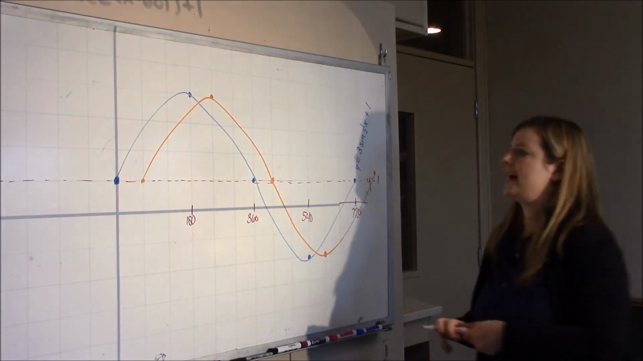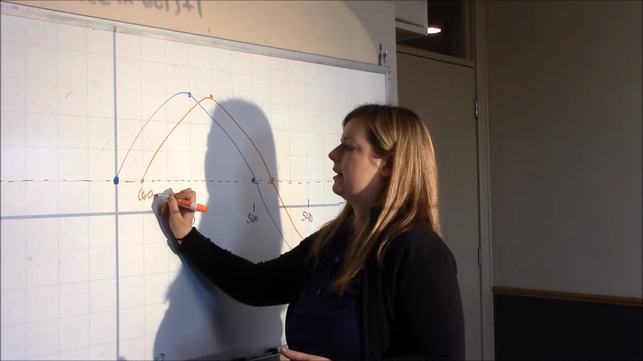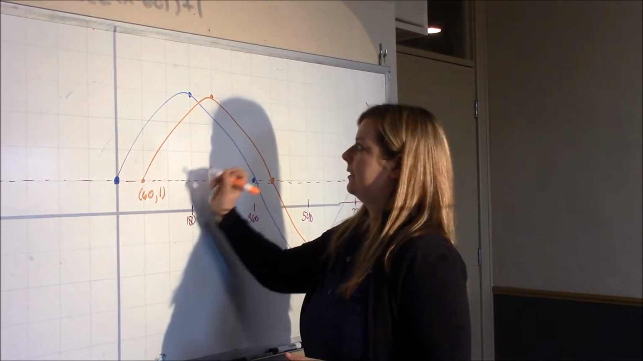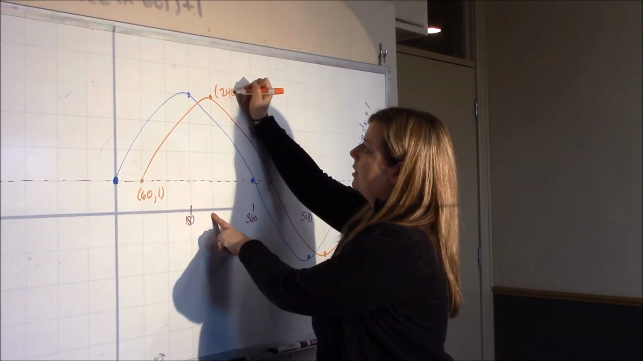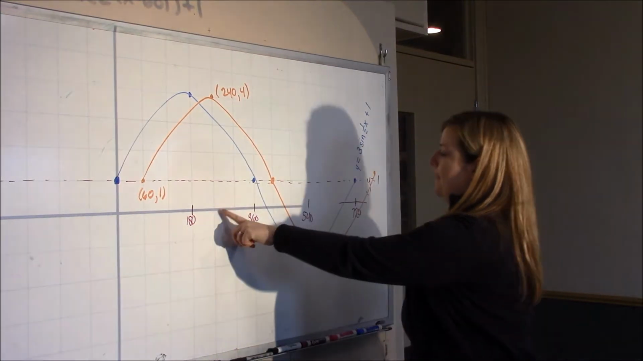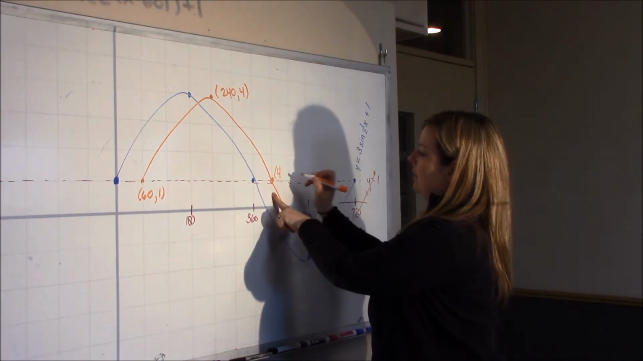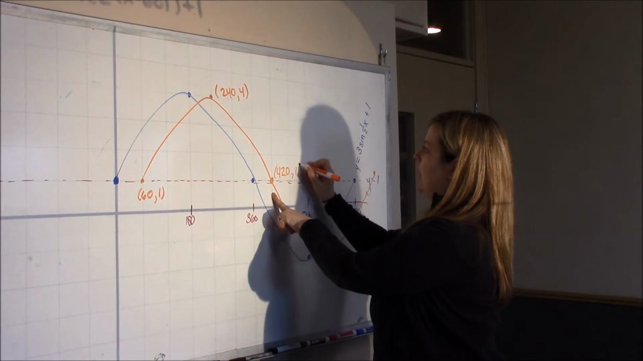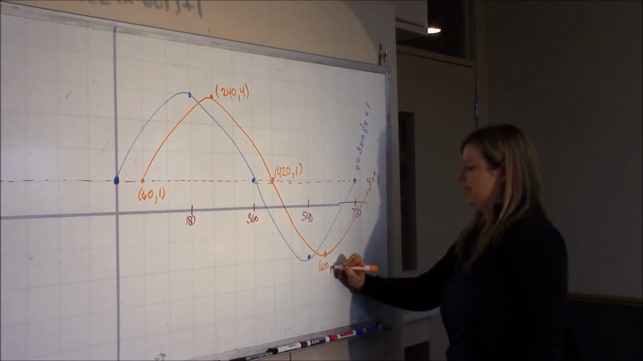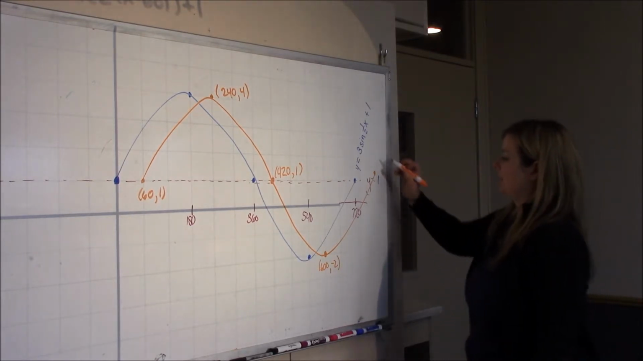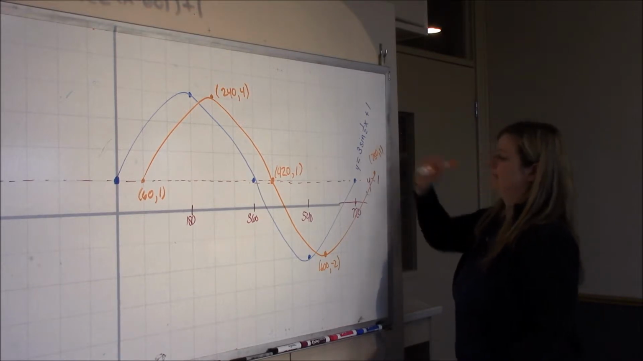Okay, now often you'll be asked to label the coordinates. So this coordinate would be 60, 1. This coordinate would be 180 plus 60, so 240, 4. This coordinate would be 420, 1. This coordinate would be 600, -2. And this coordinate would be 780, 1. Okay?